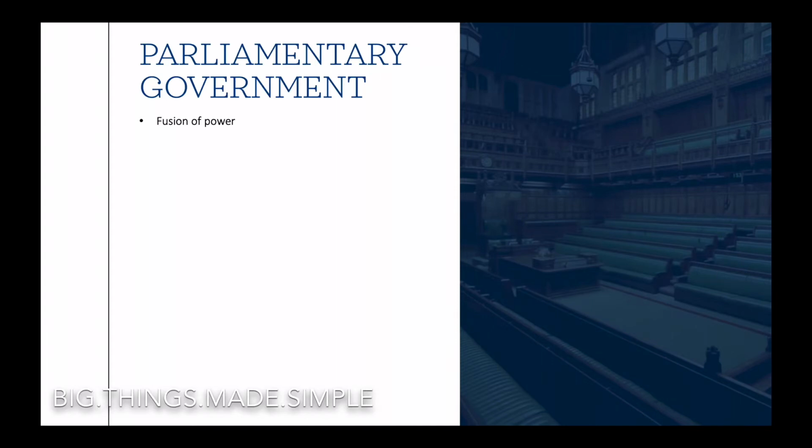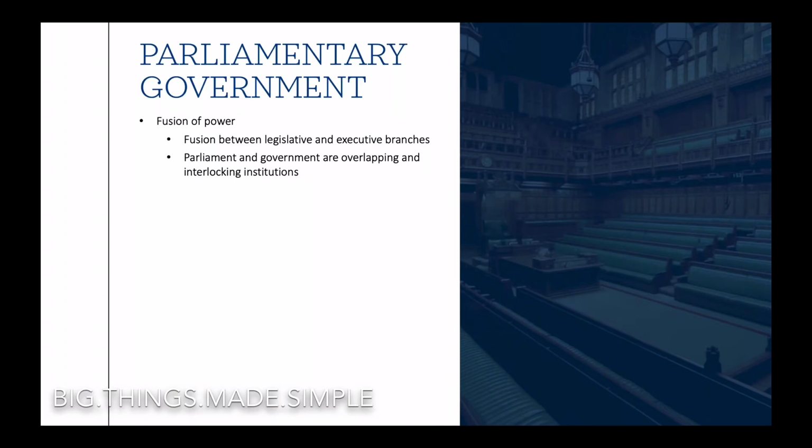Parliamentary government refers to the fusion of power, the system that is adopted in the UK. This is different from the separation of power, which is adopted in the US, because there is a fusion between the legislative and executive branches, with the Parliament and the government, as headed by the Prime Minister, being overlapping and interlocking institutions in the UK. The executive branch, which is the Prime Minister, and the legislature, which is the Parliament, are therefore one branch, while the judiciary continues to be a standalone power.